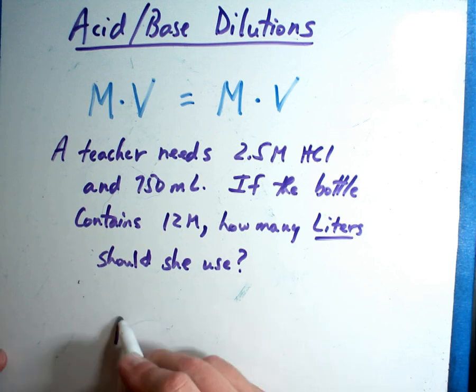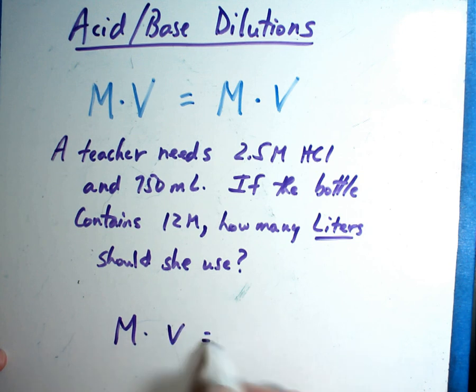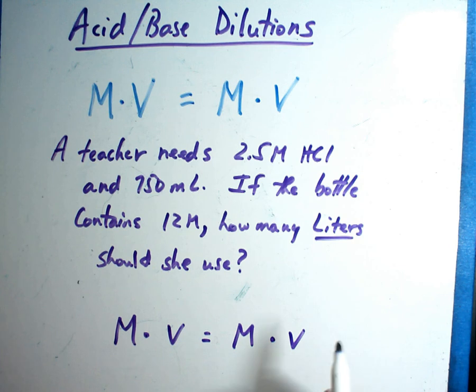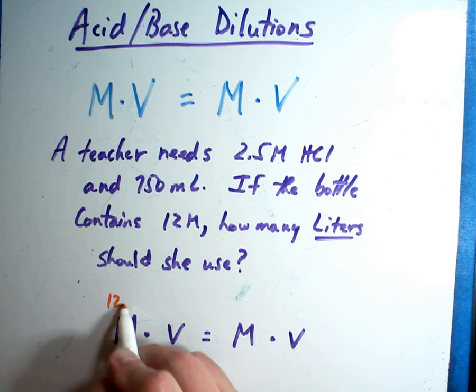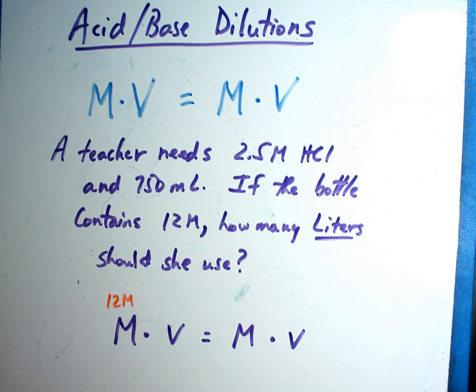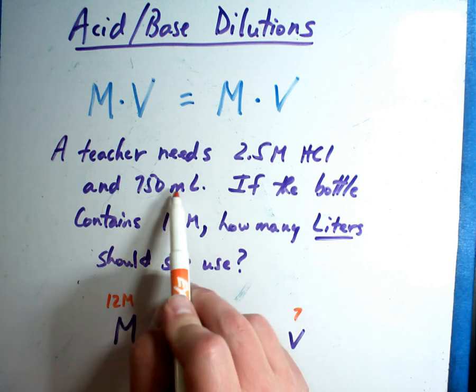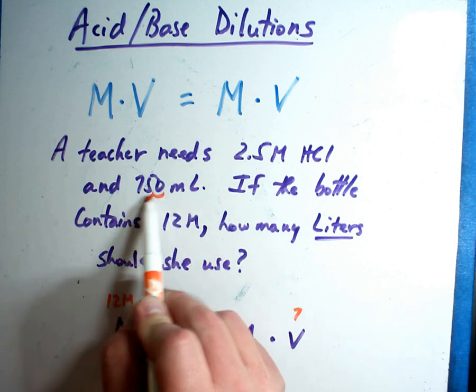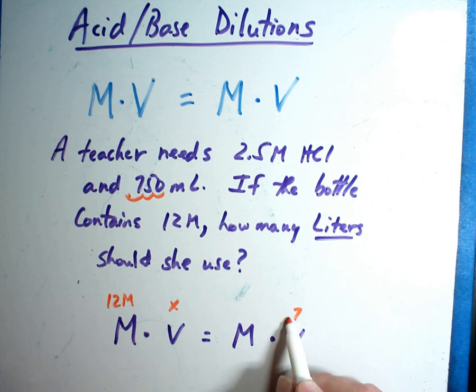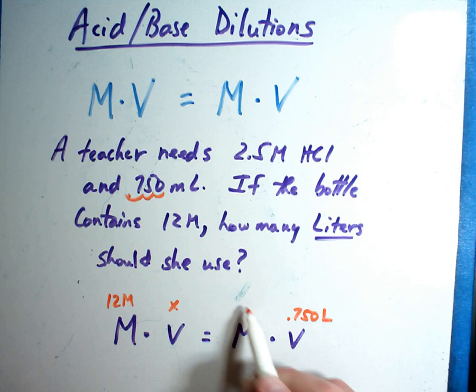Basically, here's what we're going to do. Molarity times volume equals molarity times volume. Whenever I set up a lab for my students, here's the deal. It tells me here that I've got 12 molar. That's the bottle that we buy from the company. And the question is, how many liters of that do I need? It says 750 milliliters, so I have to back that up 3 spots. So that's 0.750 liters. And I want it to be this concentration.